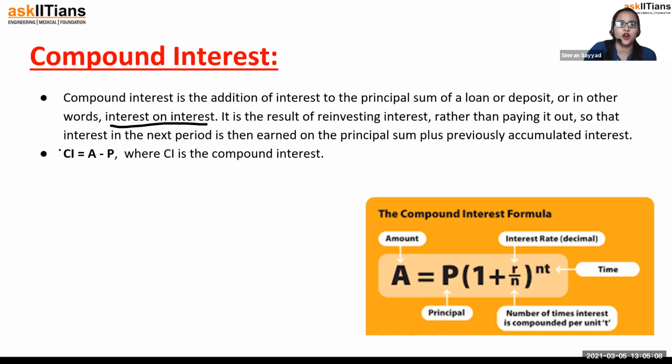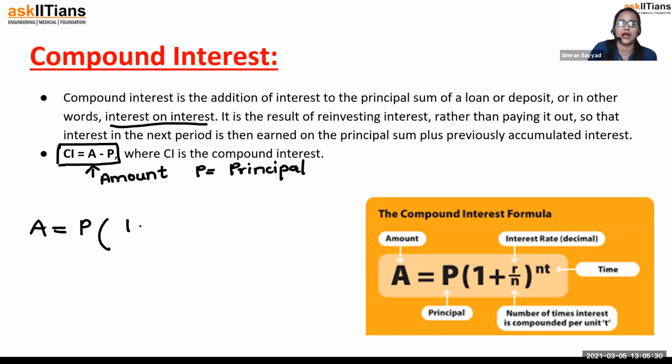So the basic formula for compound interest is nothing but amount minus principal. Your A is nothing but your amount, and P is nothing but the principal, the original value. But how do you calculate the amount? The formula for amount is A equals P into bracket 1 plus R upon 100 into T, into T, whatever the time is. Sorry, not R upon 100 into NT. It is NT.